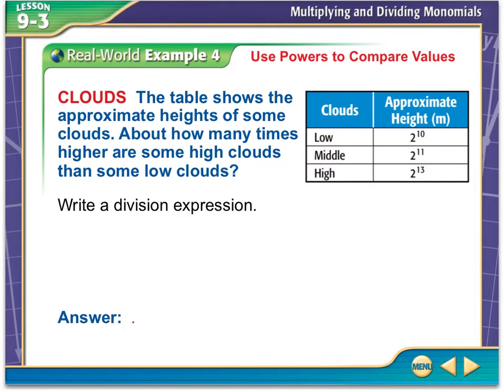On to our last example for the day, example 4, real world. We're going to be looking at clouds. The table shows the approximate heights of some clouds. About how many times higher are some high clouds than some low clouds?